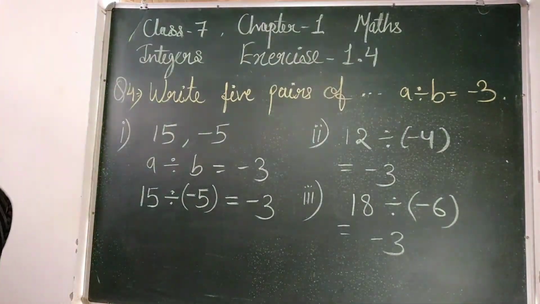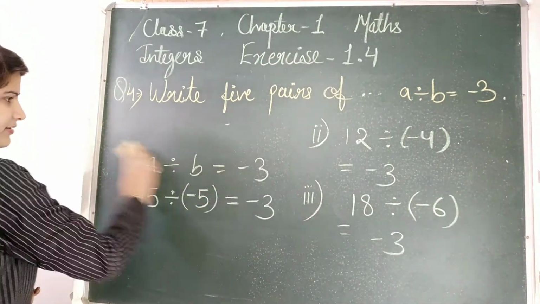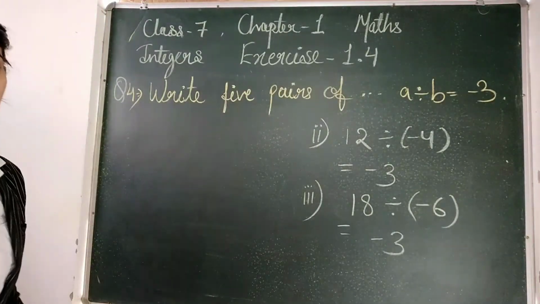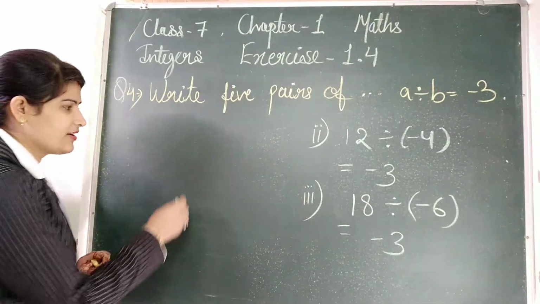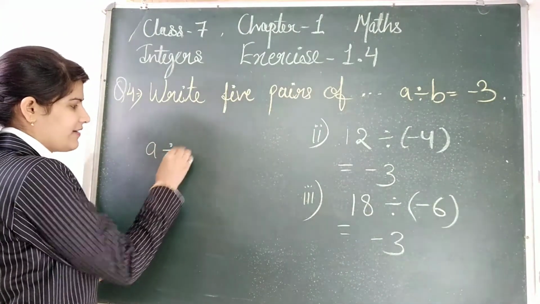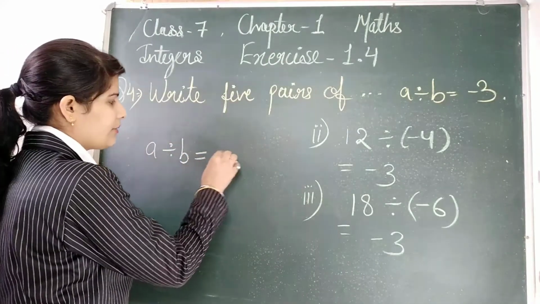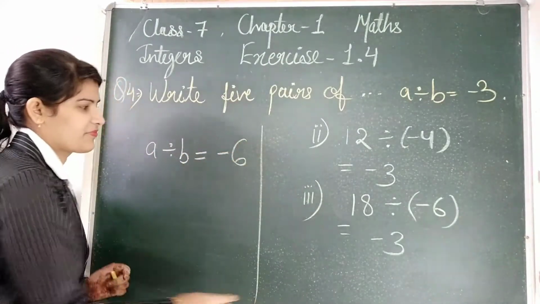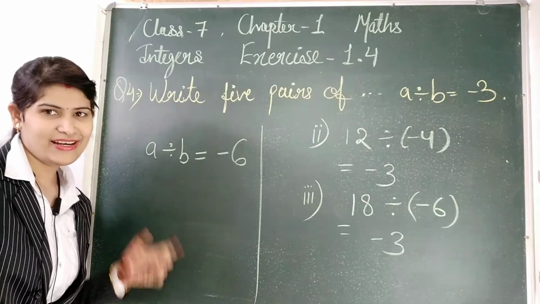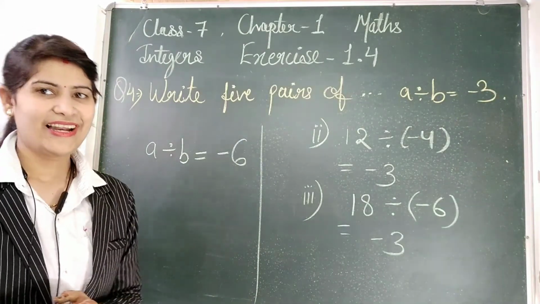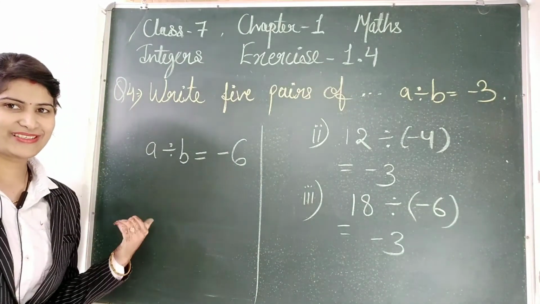And one question from my side is: make 1 pair where your answer, a divided by b, should be -6. Make the pair and send it to my comment box. Let us check who is able to solve it.